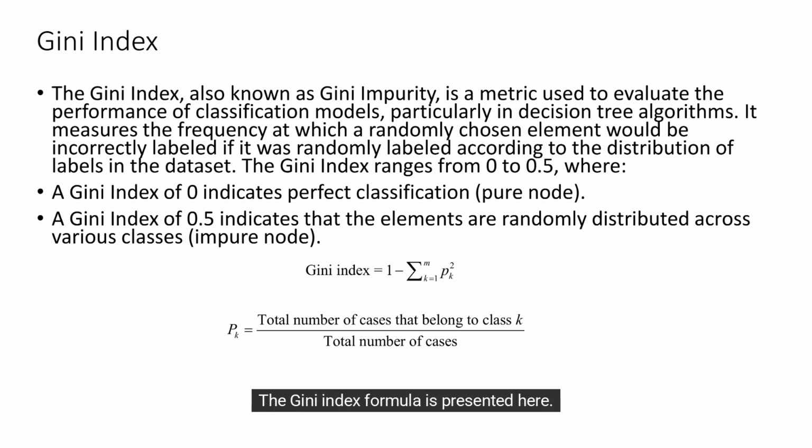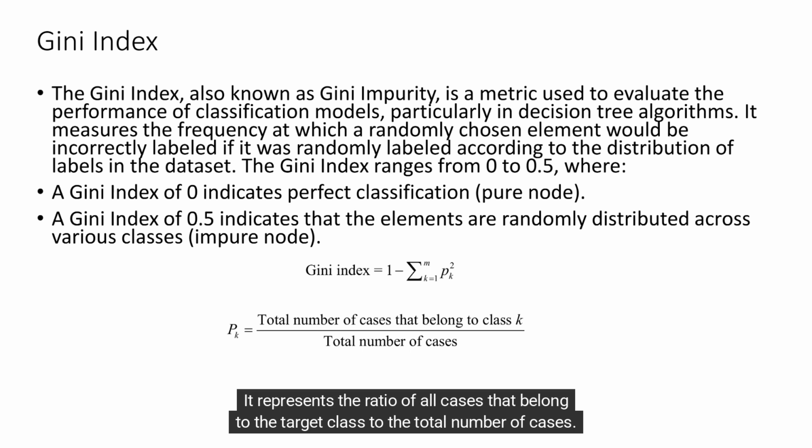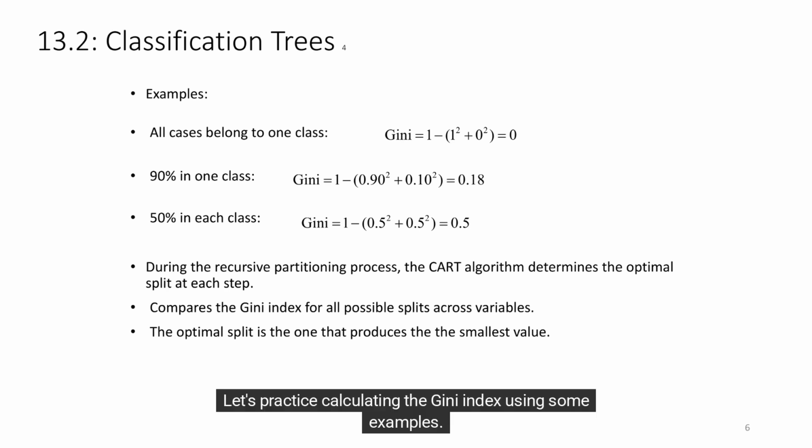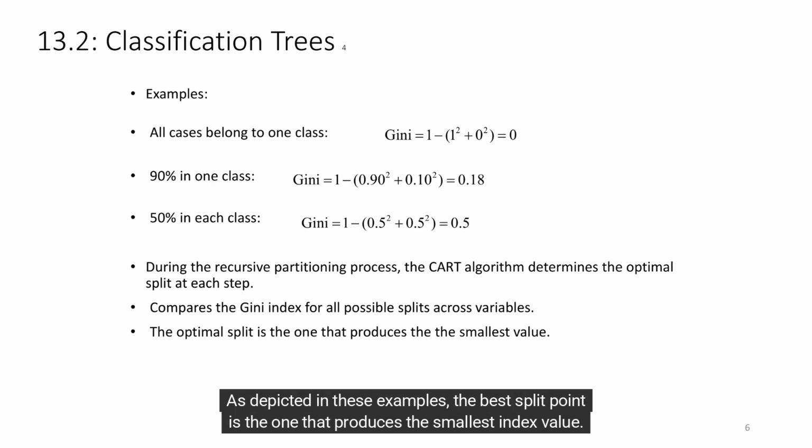The Gini index formula is presented here. It represents the ratio of all cases that belong to the target class to the total number of cases. Let's practice calculating the Gini index using some examples. The index is 0 if all cases belong to one class. The index is 0.18 when 90% of cases belong to one class. Lastly, the index is 0.5 when half of the cases belong to each class. As depicted in these examples, the best split point is the one that produces the smallest index value.